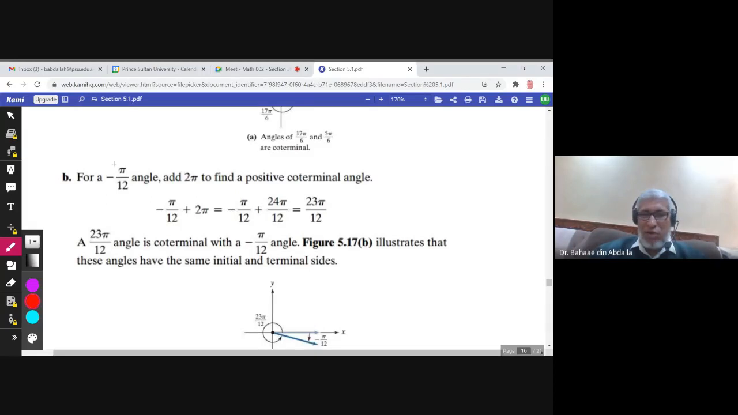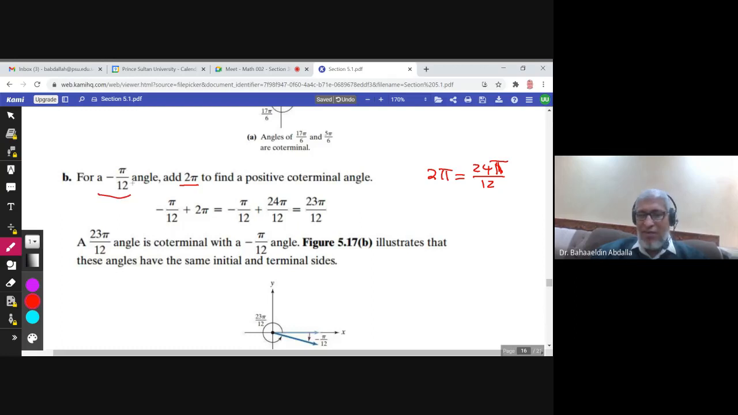Now I need to talk about negative pi over 12. Okay, I am going to add 2 pi. Remember that in this case, I need the denominator to be 12. So I'll multiply 12 by 2, I get 24. So 2 pi equals 24 pi over 12. If you divide 24 over 12, you get 2. So I will add or subtract 24 pi over 12 to this angle.